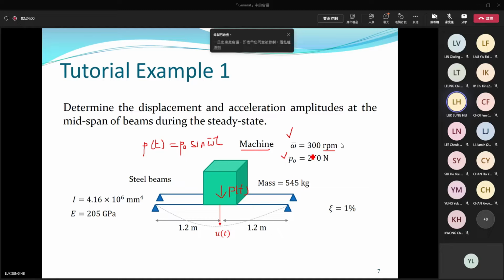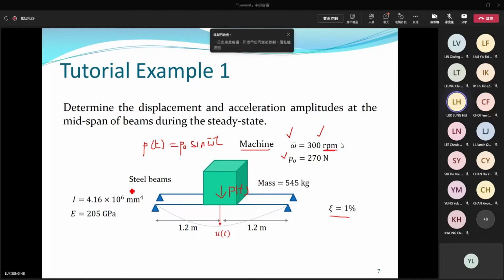You know P0, you know the loading frequency, but you have to change the unit. The unit here is revolutions per minute. Revolutions mean rotation cycles, 300 cycles per minute. You have to convert the unit back to either hertz or radian per second. The mass of the machine setup is 500-something kilograms. The damping ratio is equal to 1%.